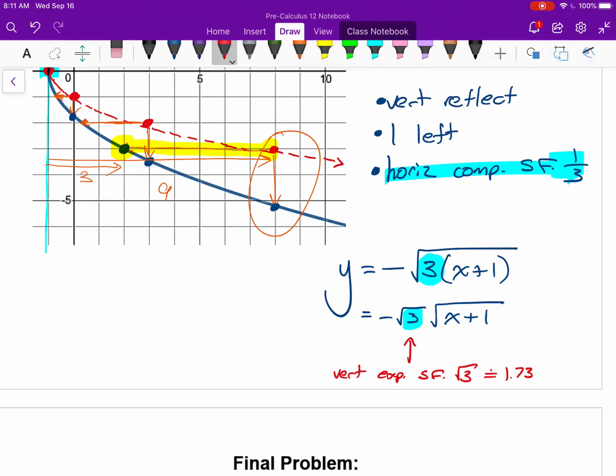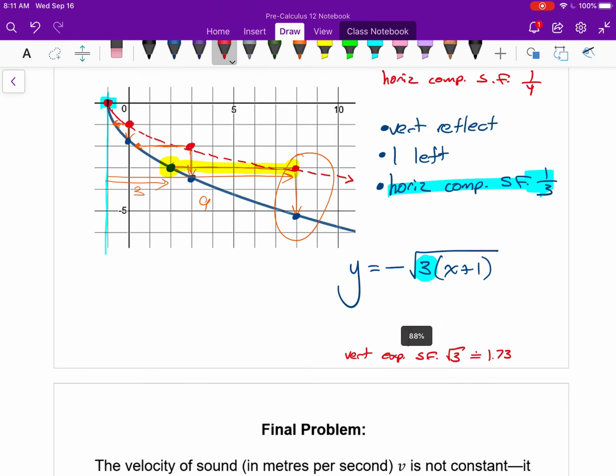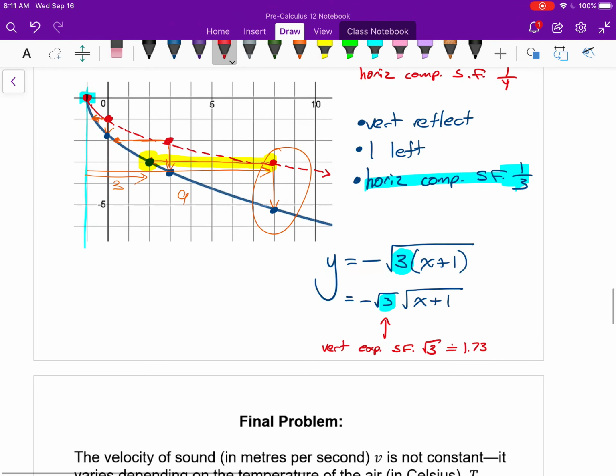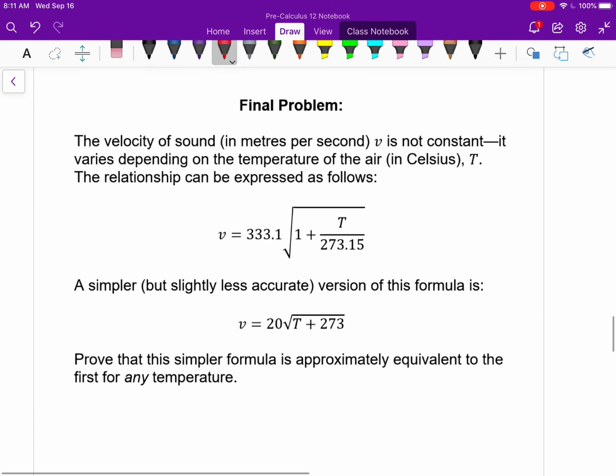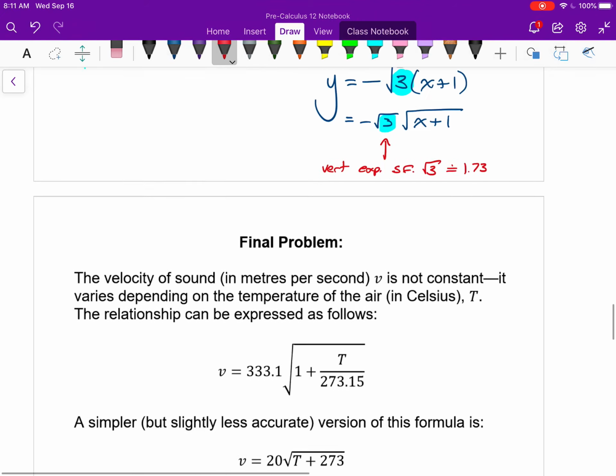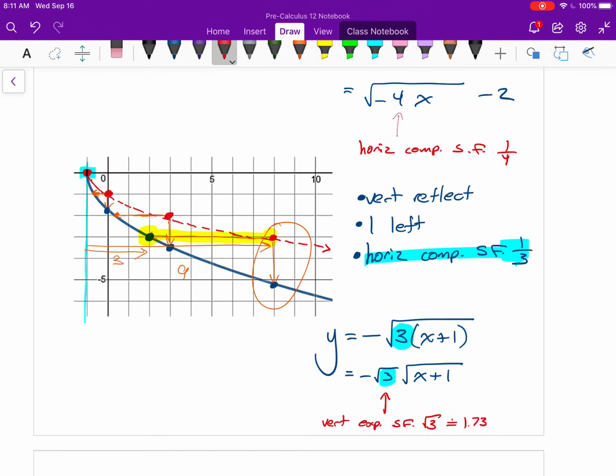All right, there are algebraic ways of approaching this as well, but I'm going to leave that for now. And the final problem I'm going to leave as well. It's not hugely important. I'm hoping we can talk about it in class. I think this video's gone on long enough.